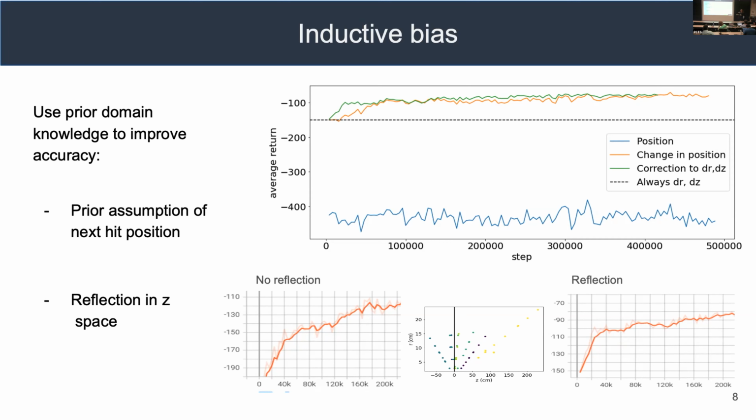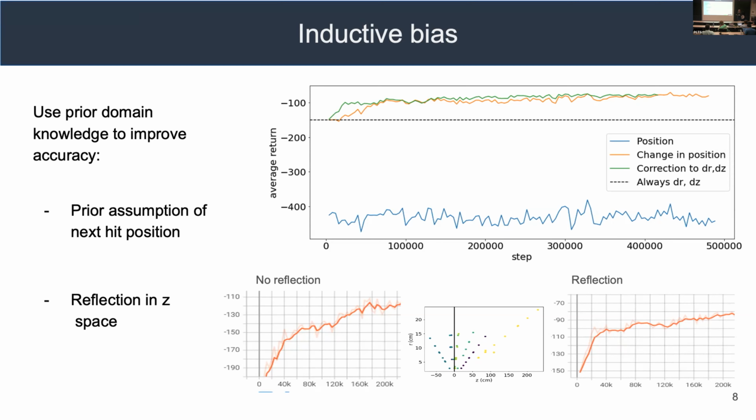I could even take it one level further in abstraction and say, I'm going to assume this drdz is going to be quite similar to the previous one, and I'm going to learn a correction to it. And that's this green line. So you can see that improves even a little bit further. They do end up in a quite similar place.